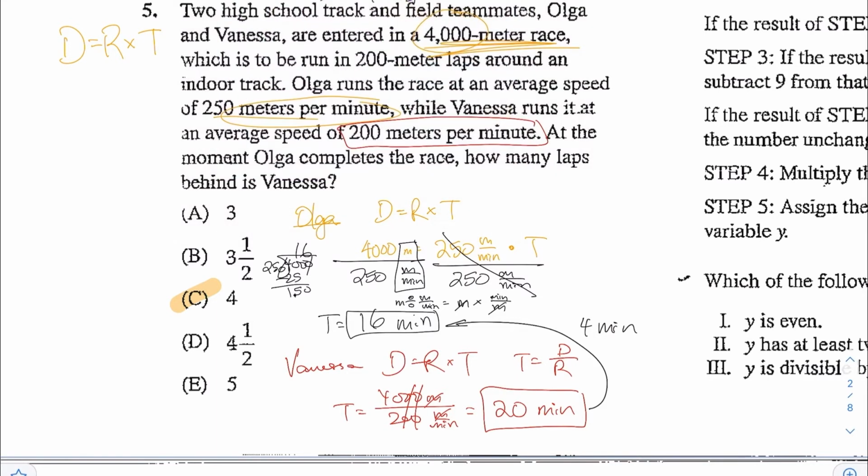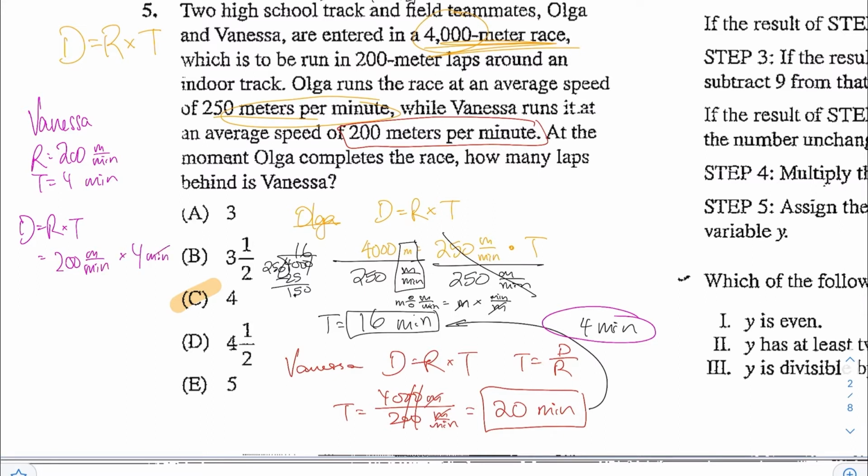So now we have to use d equals rt again for Vanessa because she's 4 minutes behind. So basically at the moment Olga completes the race at the 16th minute mark, Vanessa still has 4 minutes to go. So now her time is going to be 4 minutes. Her rate is going to be 200 meters a minute. And this time d is equal to r times t, which is equal to 200 meters per minute times 4 minutes. Minute cancels out and you have 800 meters. So she has 800 meters left to run.